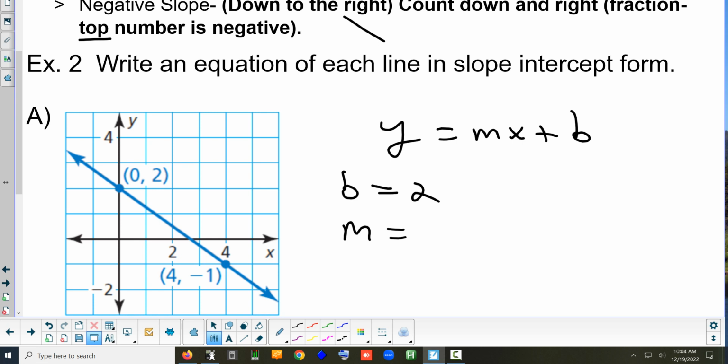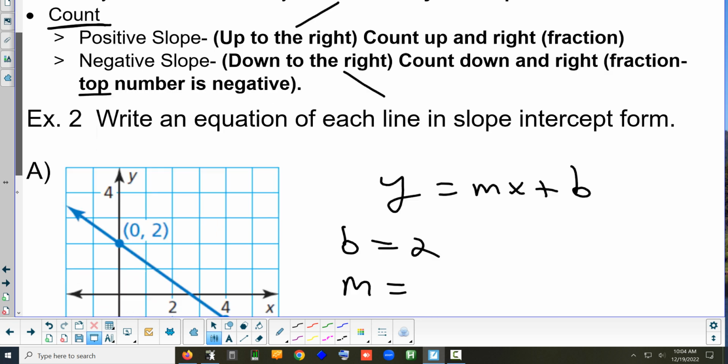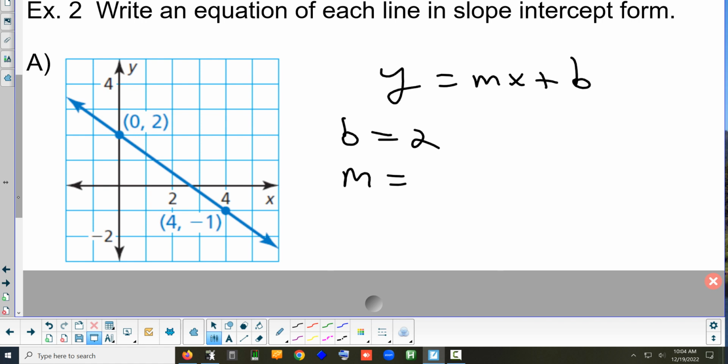Jacinda, what's m stand for again? M is the slope. To find the slope, we're going to count. First of all, when I find the slope here, is this going to be a positive slope or a negative slope? Look at which way the line is slanted. Yep, good. It's going to be negative. So it's a negative slope because it's slanting down. Since I know it's negative, I'm going to put that right now so I don't forget.